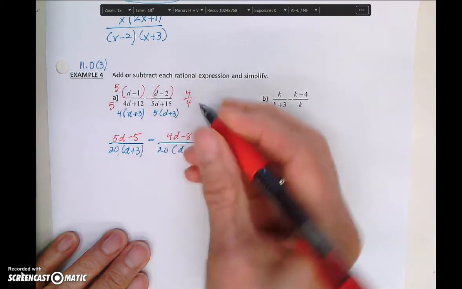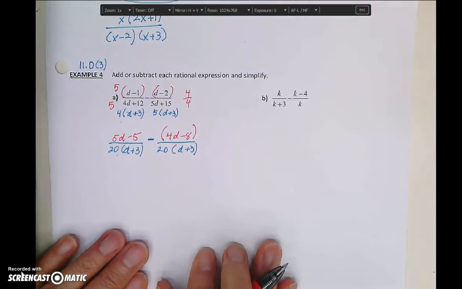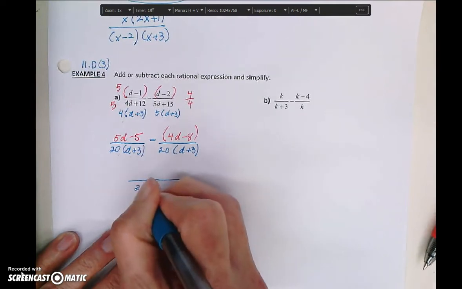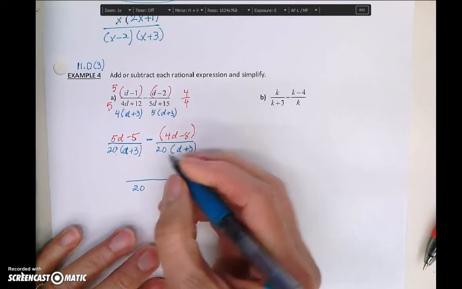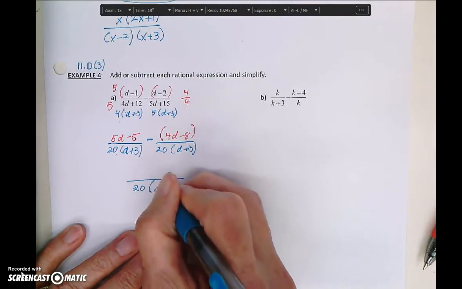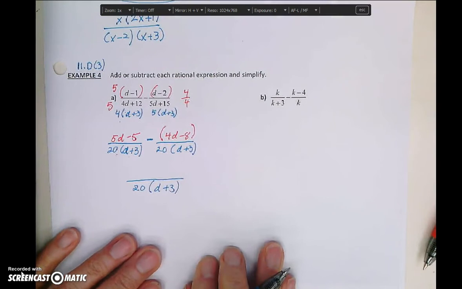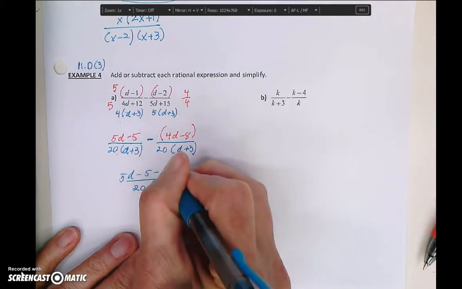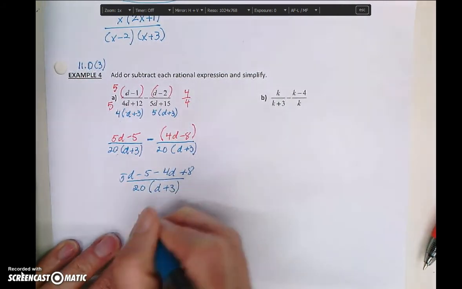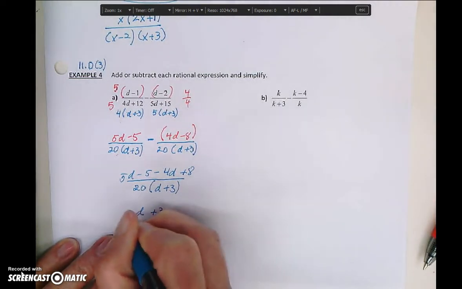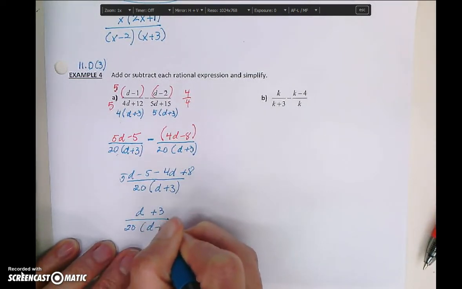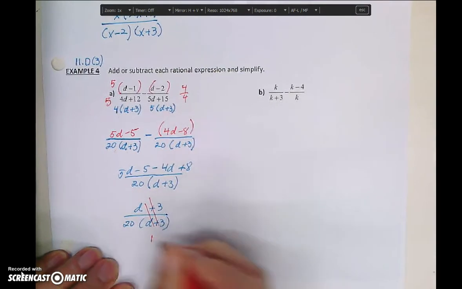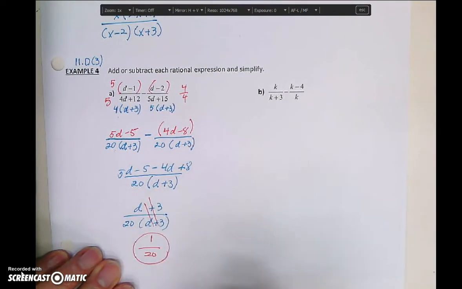All right, again, there's a minus. And so I need to put that parentheses around there to remember I want to subtract the whole thing. So when I combine them, I'll have 20. So remember, we're going to finish our subtraction and addition first before I reduce. Don't be tempted there. I'm going to combine and put these together, and then I have 5d minus 5 minus 4d plus 8. So that's going to be d plus 3 over 20 times d plus 3. And that was easy enough. Those cancel. That leaves me with 1 over 20 for my answer.